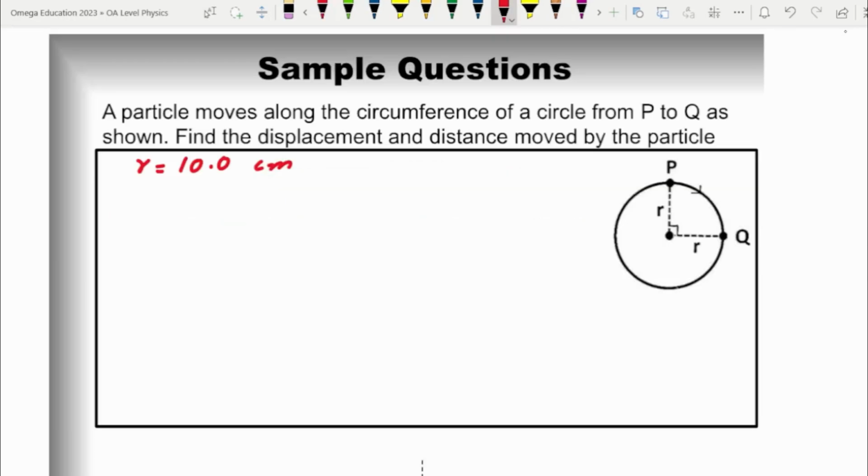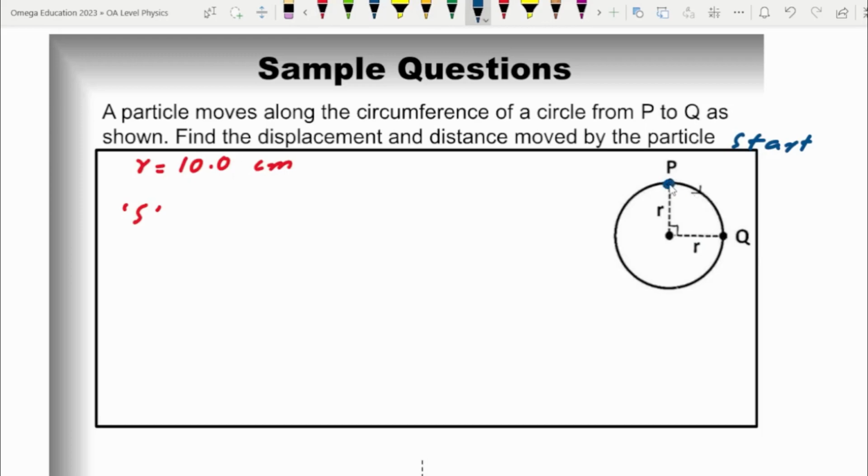A particle moves along the circumference of a circle from P to Q, as shown. Find the displacement and the distance moved by the particle. Let us find the distance first, represented by S, and we'll find the displacement afterwards. This is your starting point P, and Q is your end point, and the object is moving along a circle, and this angle is 90 degrees, which tells you the object has moved a quarter of a circle. Whatever the full arc length of a circle is, the object has moved only a quarter of that circle.